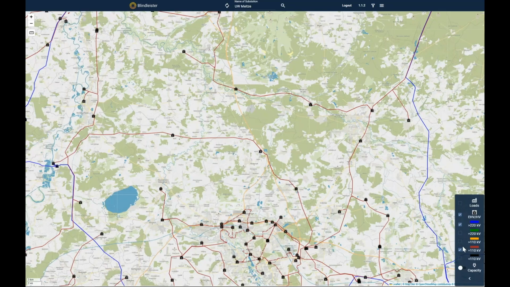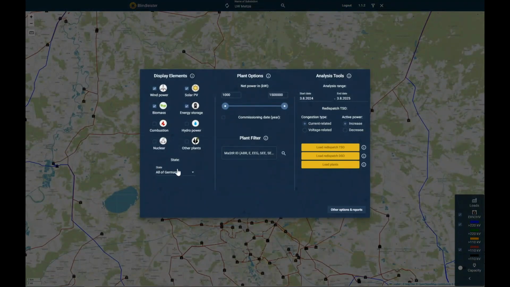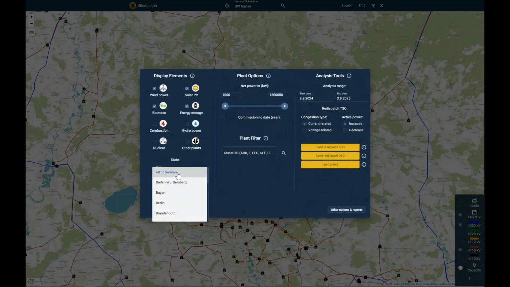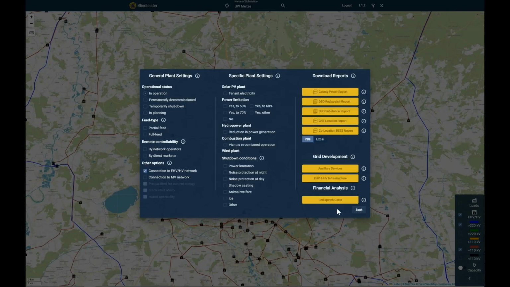And we need to understand what kind of installations are already there, what kind of generation is in this area. Therefore, we know, okay, Substation Meize is in the state of Niedersachsen. So we select Niedersachsen, and we are interested in renewable energies here mainly. And we select also the ones that are connected to the medium voltage network, not only to extra high voltage and high voltage network.